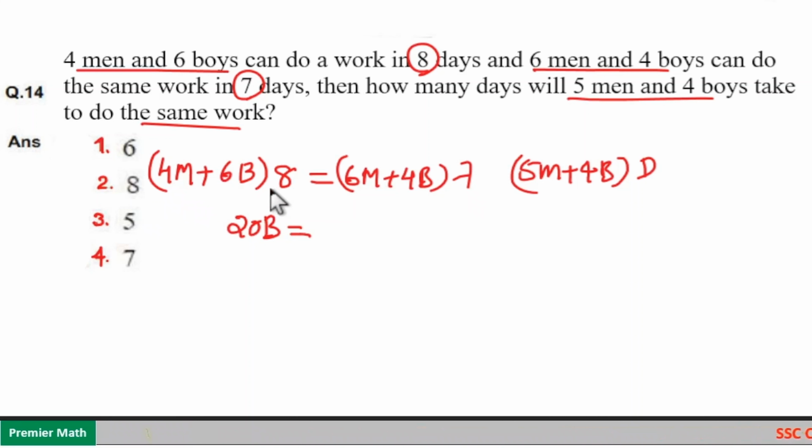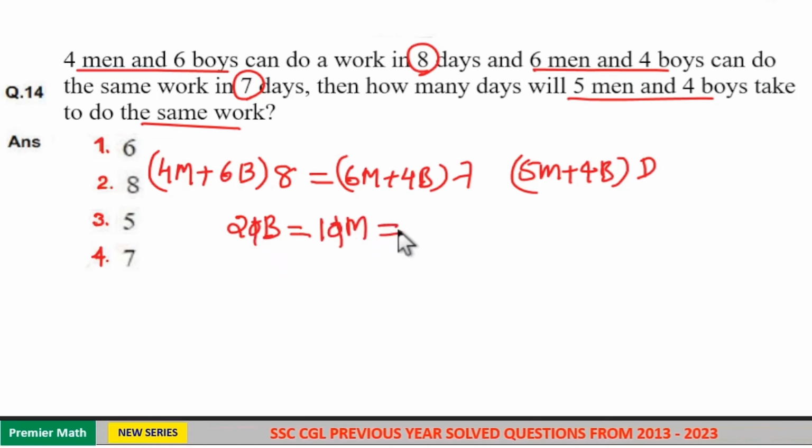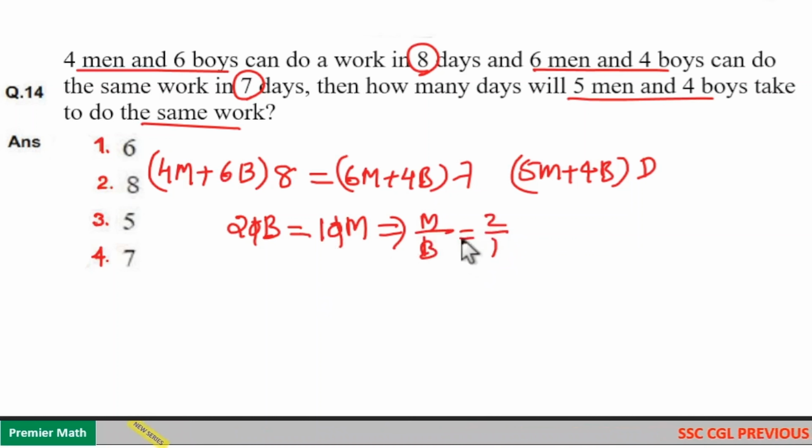4 into 8 is 32 men. 42 men minus 32 men is equal to 10 men, which means here 1 man is equal to 2 boys. That is, men to boy efficiency is equal to 2:1. That is, a man can complete 2 units of work in a day, a boy can complete 1 unit of work in a day. Now apply this in the first equation and find the total work.